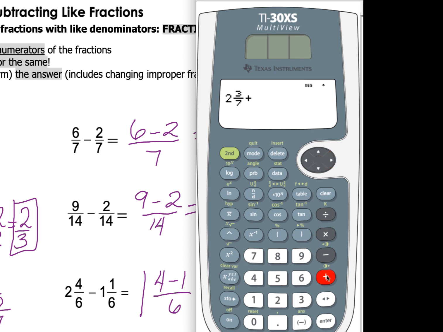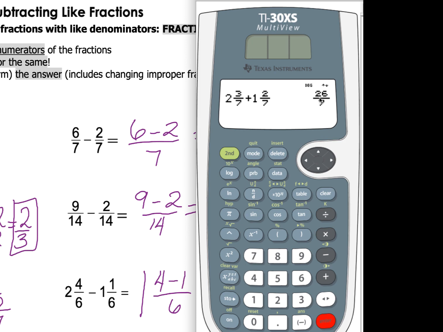I'm adding 1 and 2 over 7. So I'm going to put my 1 for my whole number. Then second function, n over d. 2, down, 7, to the right. Okay, great. And then we hit enter. Now, when I hit enter, my answer is an improper fraction. We didn't get our answer as a mixed number.